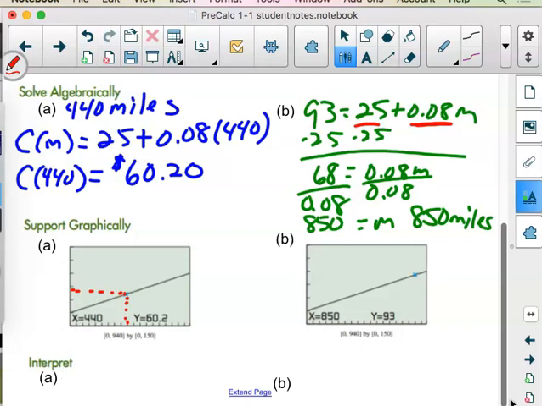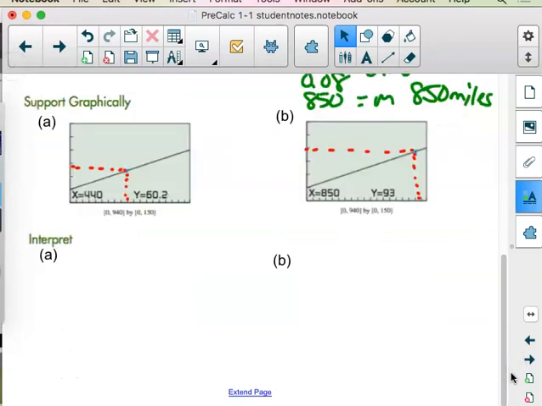for Sally, we've got that 60.2 and 440. And for John, we have the 93 and 850. Looks like my horizontal line over there isn't quite straight. But, pardon me, that absolutely verifies what it was that we had algebraically. And again, that's what this section is about. Our objectives are about. So then, interpret.